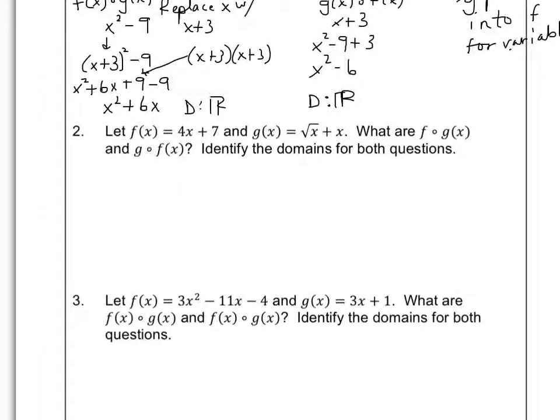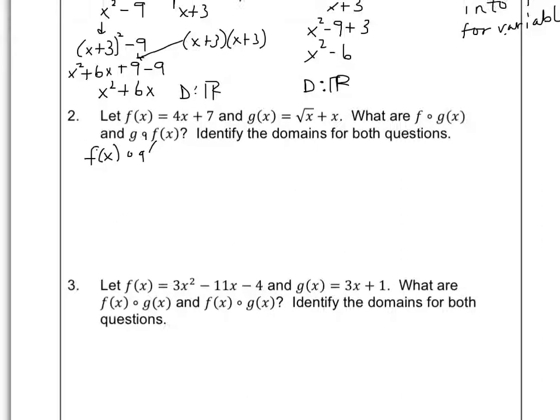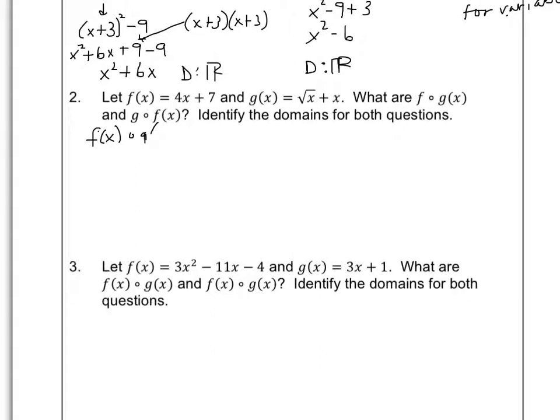Let's take a look at the second example. F of x this time is 4x plus 7. G of x is the square root of x plus x. So first, I'm going to take f and compose it with g.